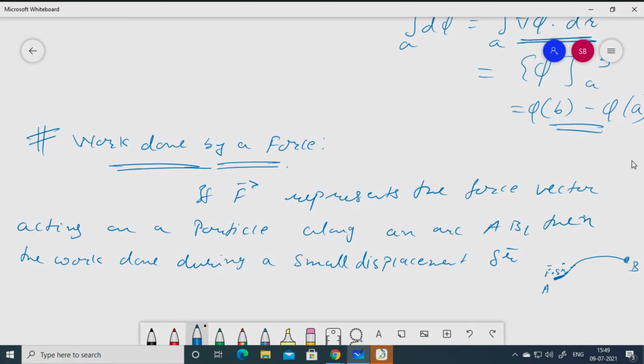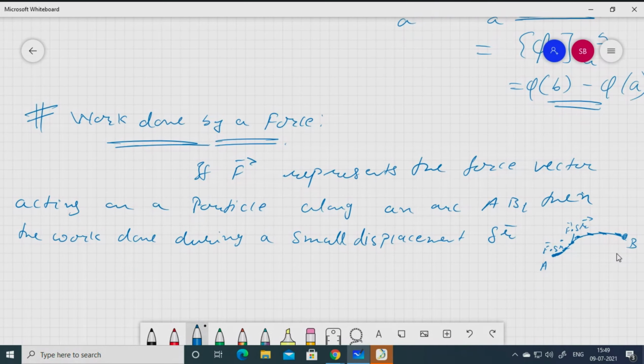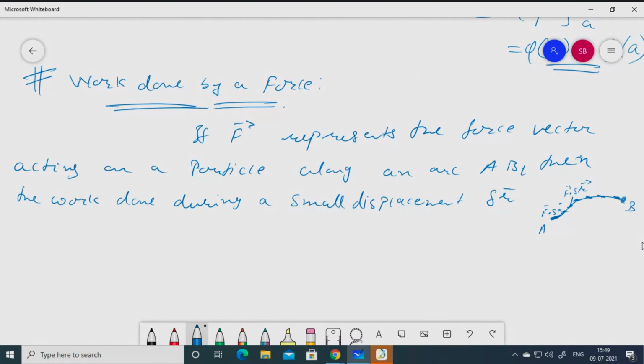Then from here to here, again there is a very small displacement, again del r bar, and the work done is f bar dot del r bar. Similarly, you are going to get so many segments, each with f bar dot del r bar. So the total work done will be the integral of f bar dot dr bar. Understood? So this is for small displacement. The work done during a small displacement del r bar is f bar dot del r bar.